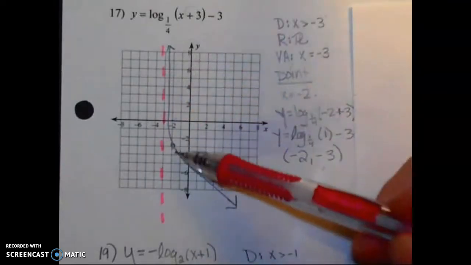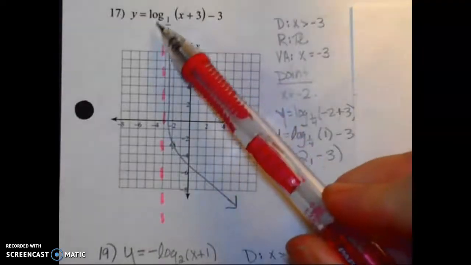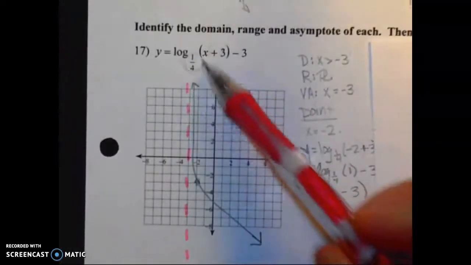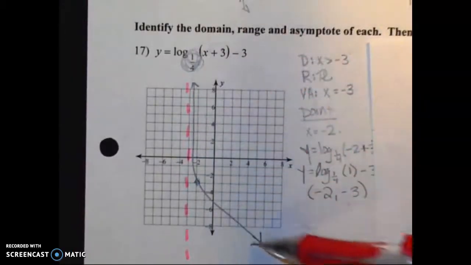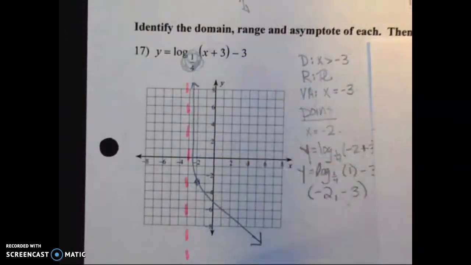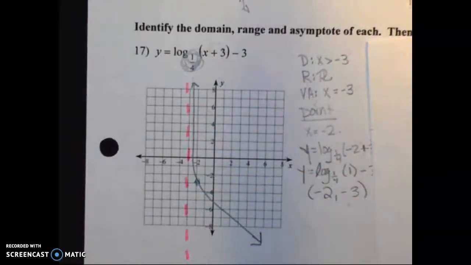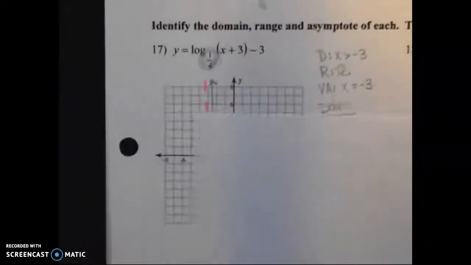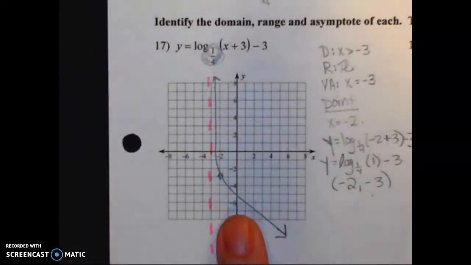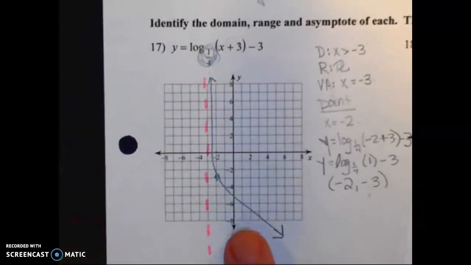So you graph the point (-2, -3). You have your asymptote. Because the base is fractiony right here, we know that it has to go down. If this was a whole number, it would go up. So it runs down along the asymptote and cuts right. Now, this would also take this shape if it were a negative log in the front.